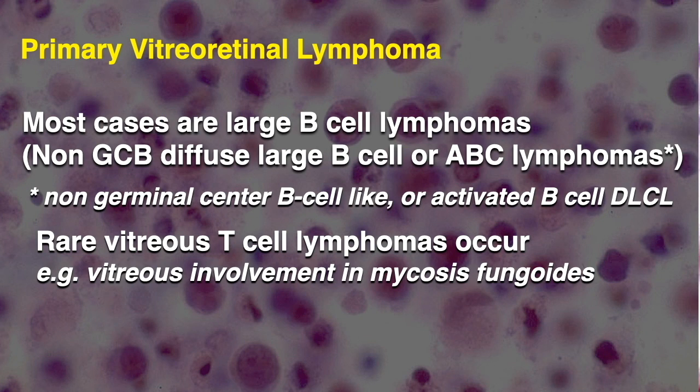Most cases are large B-cell lymphomas. These are classified as non-germinal cell B-cell-like or activated B-cell diffuse large cell lymphomas. Rare cases of vitreous involvement by T-cell lymphoma occur. I have seen several cases of vitreous involvement in patients with mycosis fungoides.